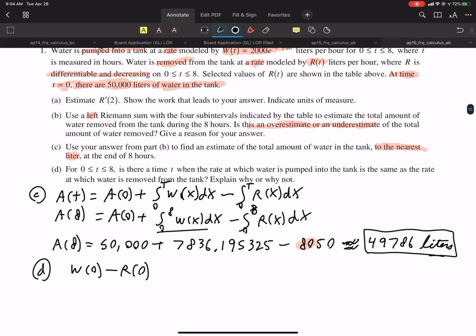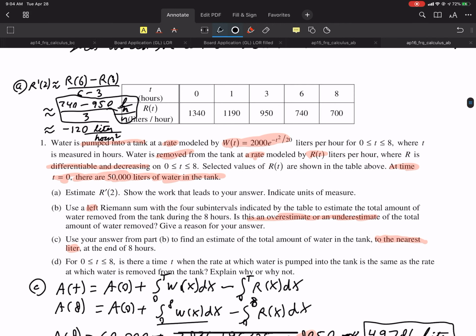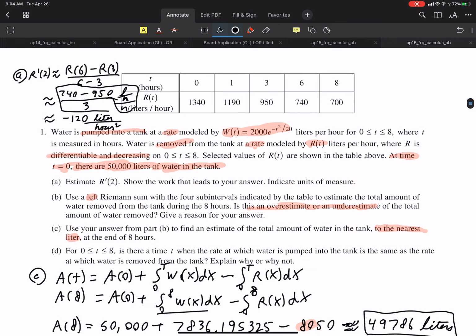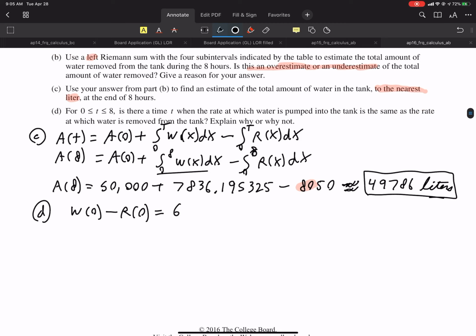You know what? I'm going to find the actual value. You'd have to just go test each point: 0, 1, 3, 6, 8. So W of 0 minus R of 0. I can do that in my calculator. So how do you get W of 0? I'm going to go alpha trace Y1 at 0, so I put parentheses 0. And then R of 0 is 1340, so I'm going to minus 1340. My calculator gives me an answer of 660. So we know that W of 0 is greater than R of 0 at that point.